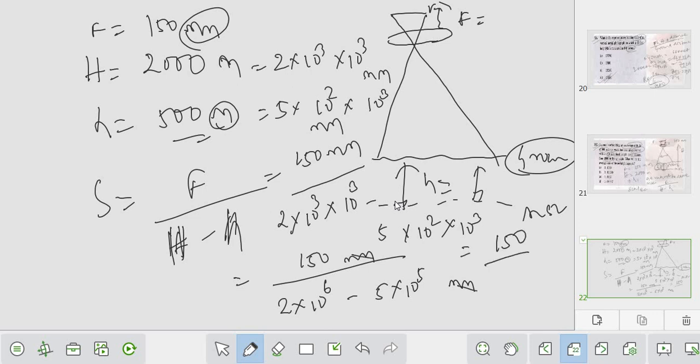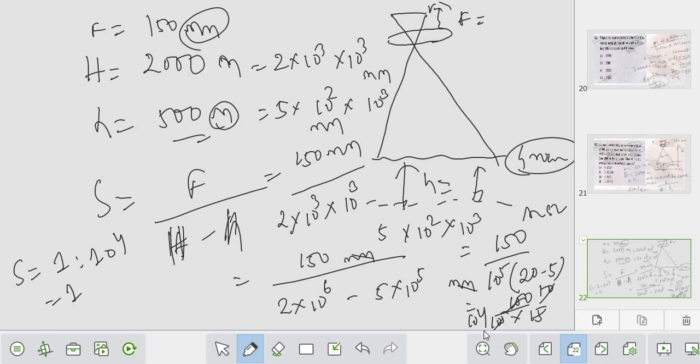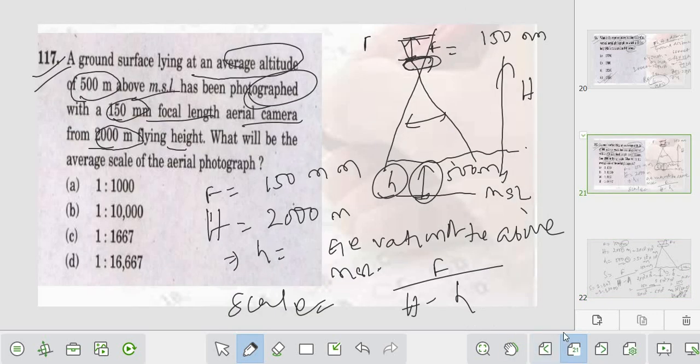150 by, अगर 10 to the power 5 लोगे, right? 10 to the power 5 common, so 20 minus 5. Okay, so 150 by 10 to the power 5 into 15, so 15 cancel, so it will come to 10 by 10 to the power 5, 10 to the power 4. So scale will be 1 is to 10 to the power 4. Okay, 1 is to 10,000. So answer will be 1 is to 10,000, this part.